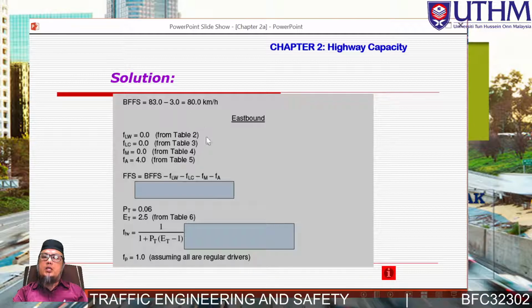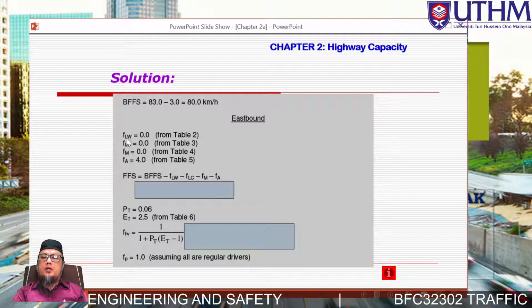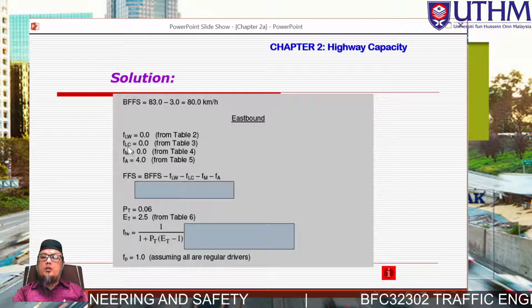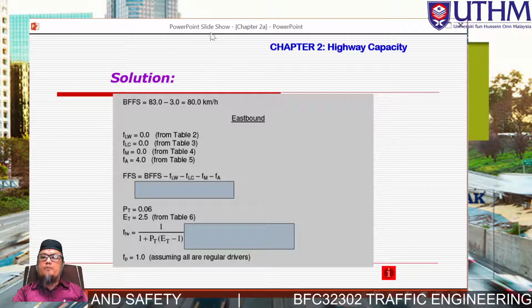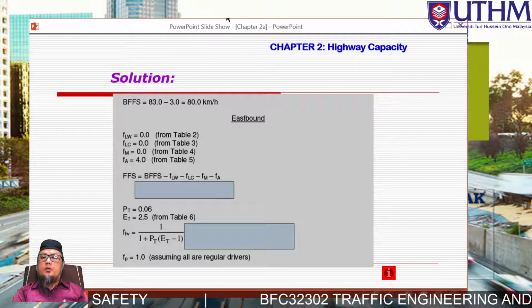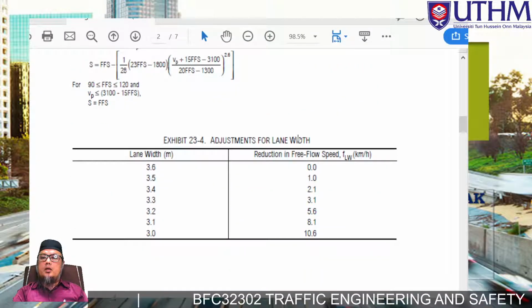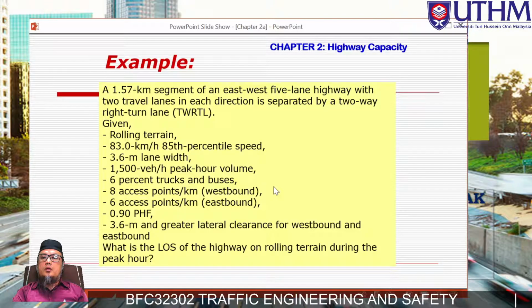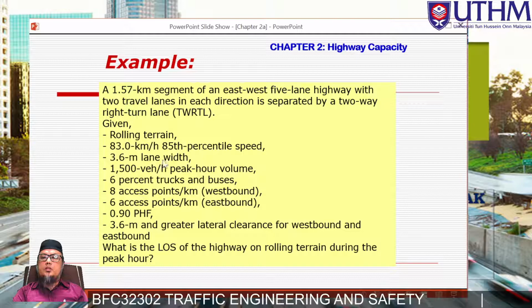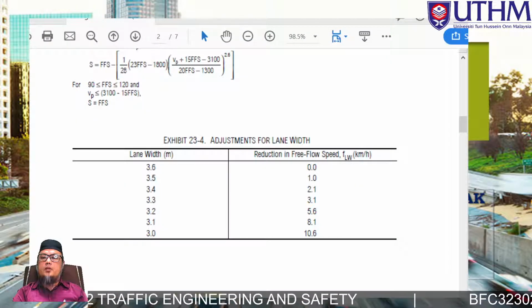So we have 80. Okay, from this particular table, we have to determine the factor for lane width, lateral clearance, median, and access point. Okay, we can refer to this table. First one, lane width. So what lane width do they provide? 3.6. Okay, 3.6, 0. So no effect, 0.